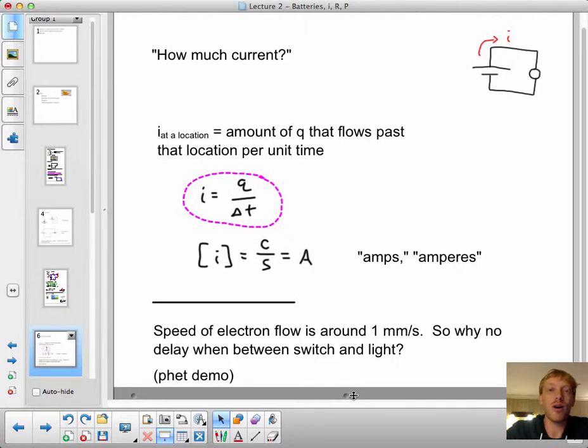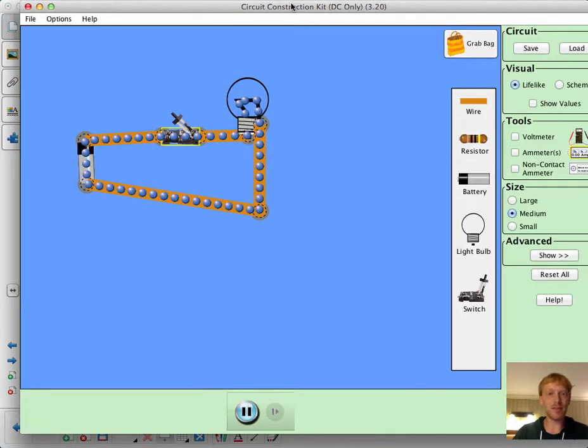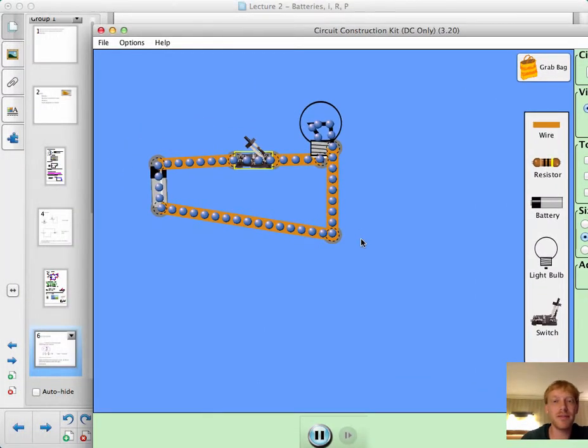If I turn off my light, and then I turn it on again, I don't have to wait a long time for the electrons to travel from my switch that I pressed to the light bulb. Why is there no delay? Well, I'll answer that by using this simulation from our friends at PhET.